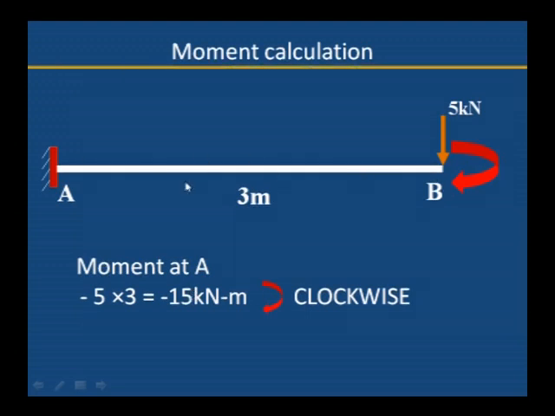Here we can calculate the moment. Let us say 5 kilonewton is acting at the free end of a cantilever beam. This is the cantilever beam, one end is fixed and the other end is free. 5 kilonewton is acting at the free end, at a distance of 3. 5 into 3 is equal to 15. This is clockwise because the 5 kilonewton tries to turn the beam in the clockwise direction. Its unit is kilonewton meter, and it is a clockwise moment.